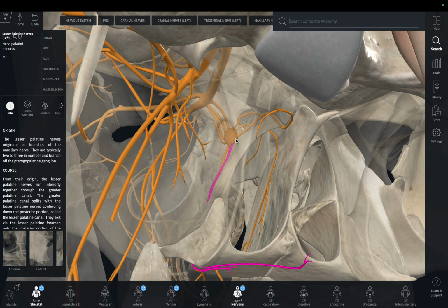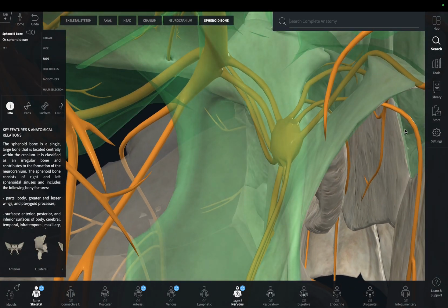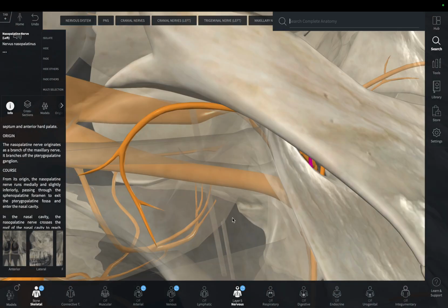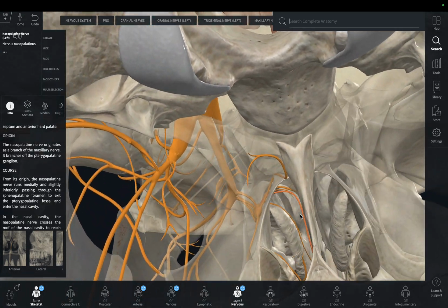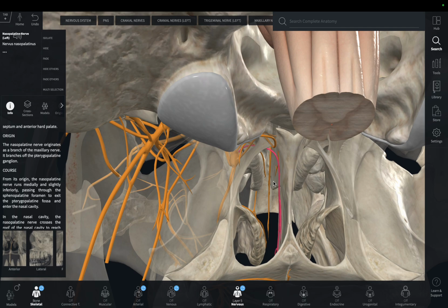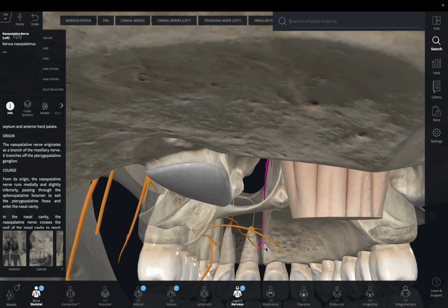This ganglion also gives branches forwards, including the nasopalatine nerve, which provides sensation to the incisive papilla here, at the roof of the mouth, in between the first two incisors.